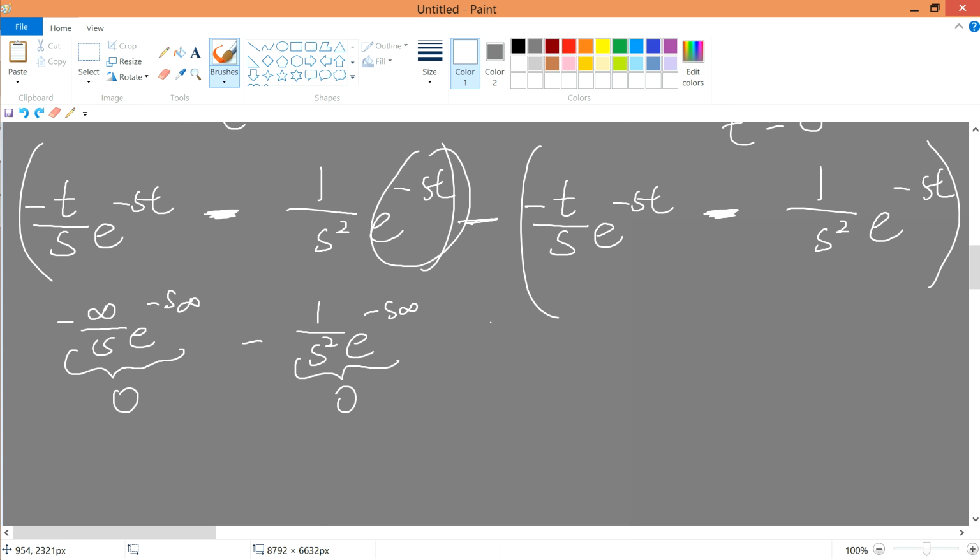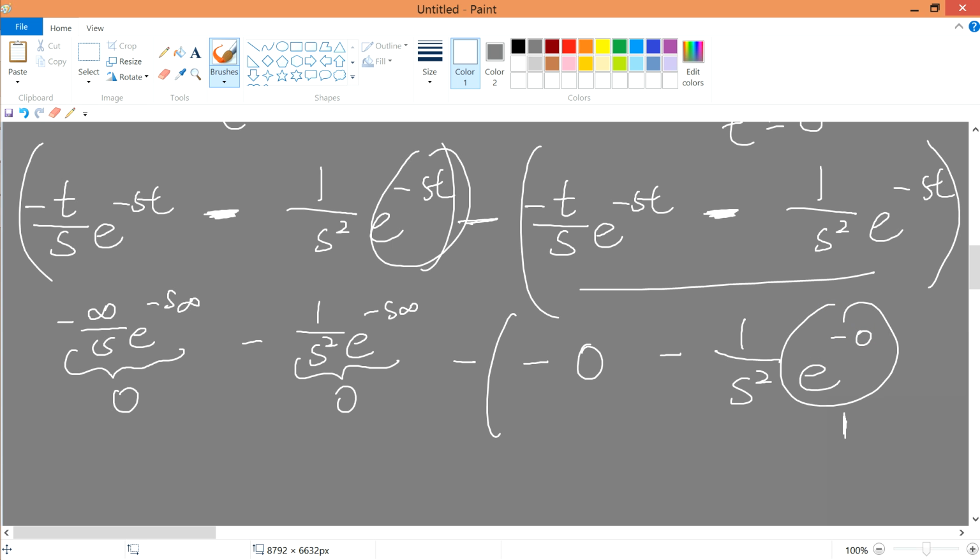And therefore now I sub in t equal to 0 for all these terms. I have 0 of course, so anything times 0 is just 0. And then minus 1 over s squared e to the minus 0, where this whole thing is just 1. E to the power of 0 is just 1. So I just no need to write e to the minus 0 anymore, I just write this as 1.